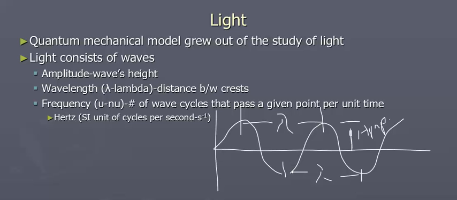Frequency, the third term, is designated with nu, and nu kind of looks like an upside-down horseshoe. This is the number of wave cycles that pass a point per given time, usually per second. So frequency is I'm counting the waves that pass a specific point per second.